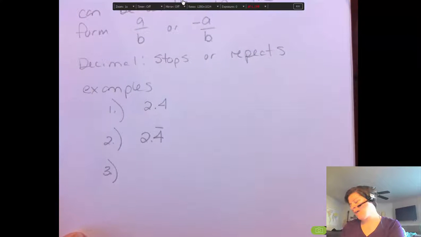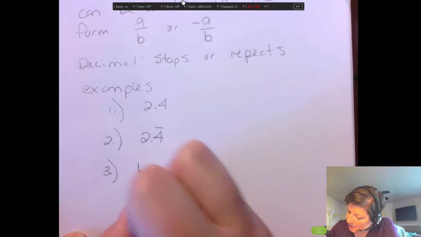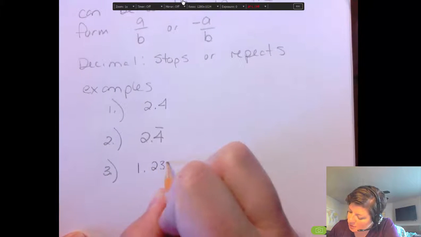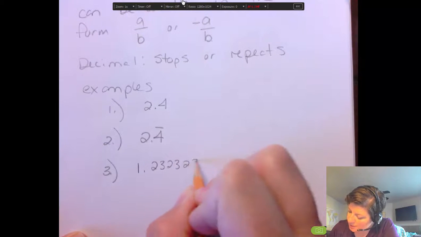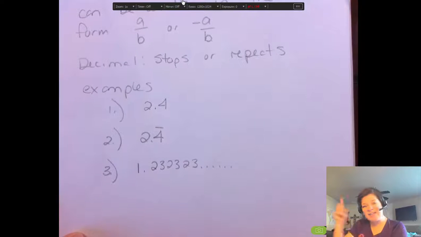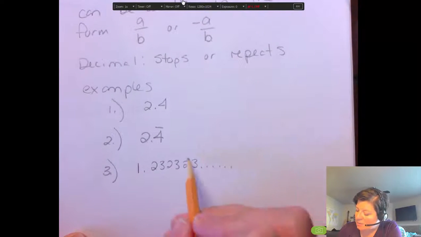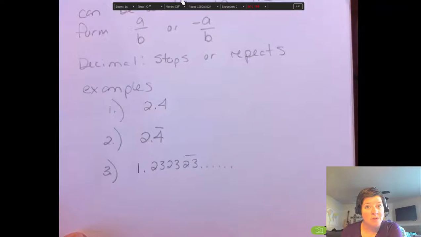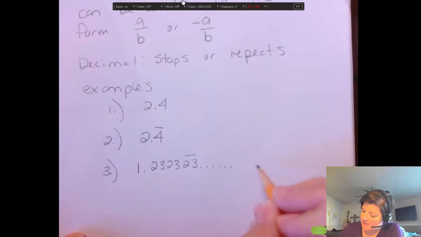All right, what about something like 1.232323, and it continued on forever and ever? So I'll do dots saying that pattern continues. Is that one rational? Yes. Because it goes 2, 3, 2, 3, so it repeats the 2, 3. I could write it with that little line over the 2, 3, right? So it does repeat. Yep. And so this is still a yes.